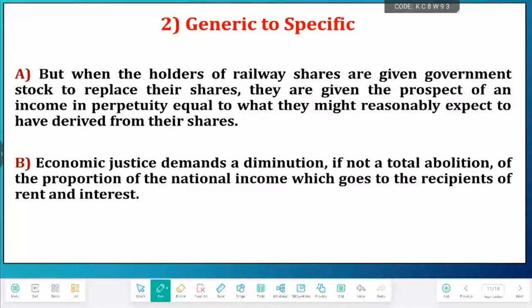Now look at statement A. But when the holders of railway shares are given government stocks to replace their shares, they are given the prospect of an income in perpetuity equal to what they might reasonably expect to have derived from their shares. Understood? Now in statement B, what is statement B saying? That economic justice demands a diminution, if not a total abolition, of the proportion of the national income which goes to the recipients of rent and interest. So I've read both the statements. What we have to identify over here is a generic statement as well as a specific statement. How are we supposed to do that? We just have to identify which one is a statement which is talking about more of a general thing.